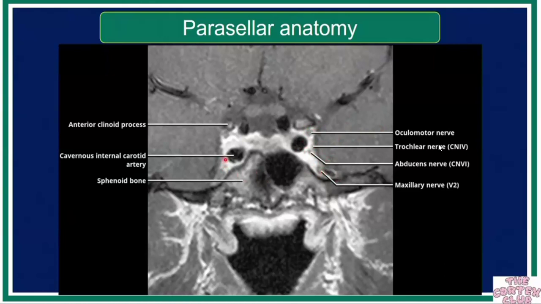And here, more superiorly, we have the V1. Of course, we can't see the V1 here that well, but on the other side, you can see that the V1 is here and the V2 is here. So cranial nerve 3, 4, V1, V2, and then cranial nerve 6 that goes within the substance of the cavernous sinus, inferolateral to the flow void of the internal carotid artery.